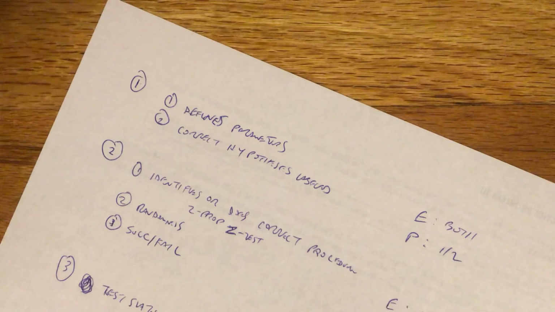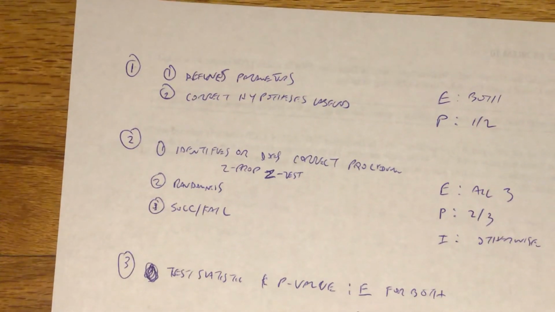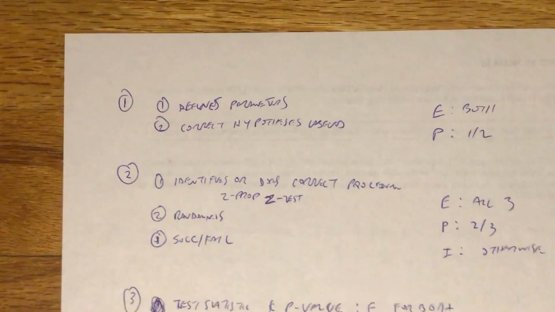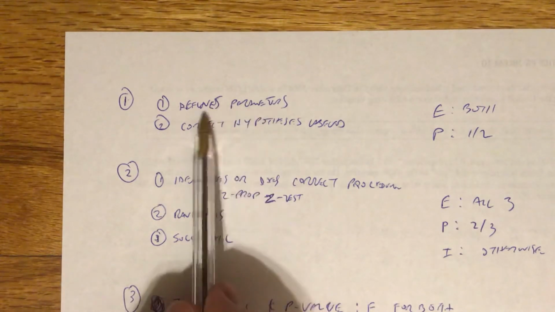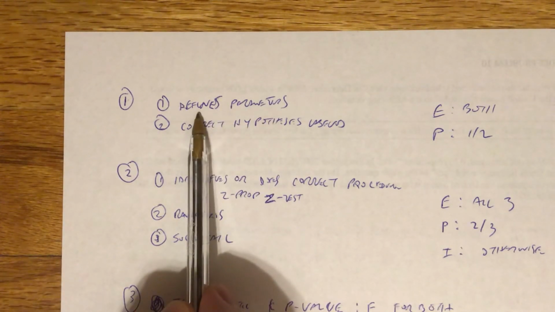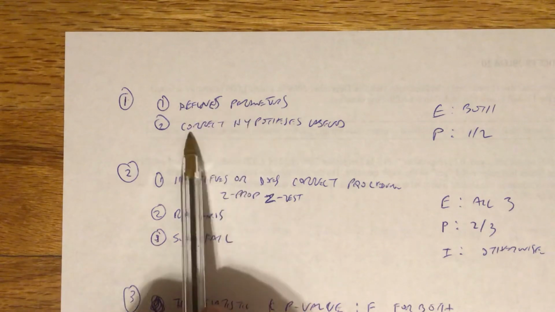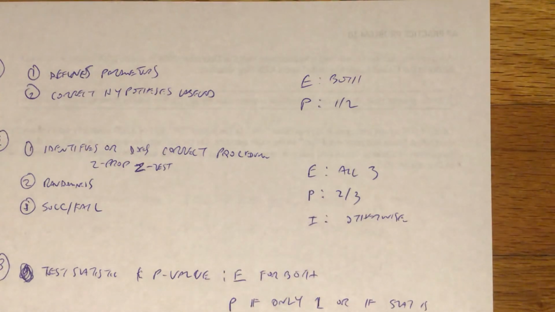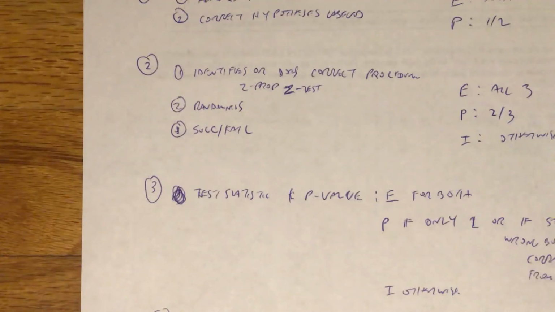All right, so then how does the scoring work for this? Well, let's take a look at each of the parts. It's basically 4 parts, one for each part of the hypothesis test. So part 1 is the hypotheses. If you define your parameters, like mu sub 07, mu sub 08, what you are talking about, and then make the correct hypotheses, that gets you the E. If you do only one of the things, chances are you'd probably just make the hypotheses and not define them, you get a P. If you don't do either correctly, you get an I.